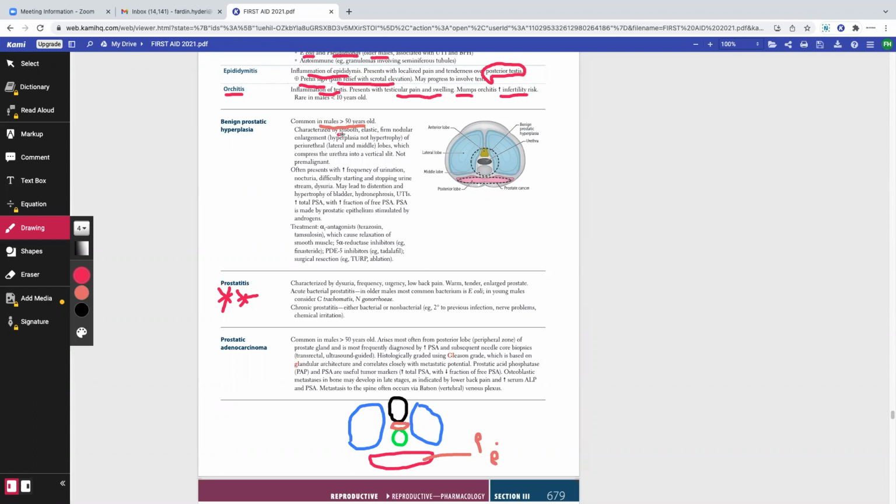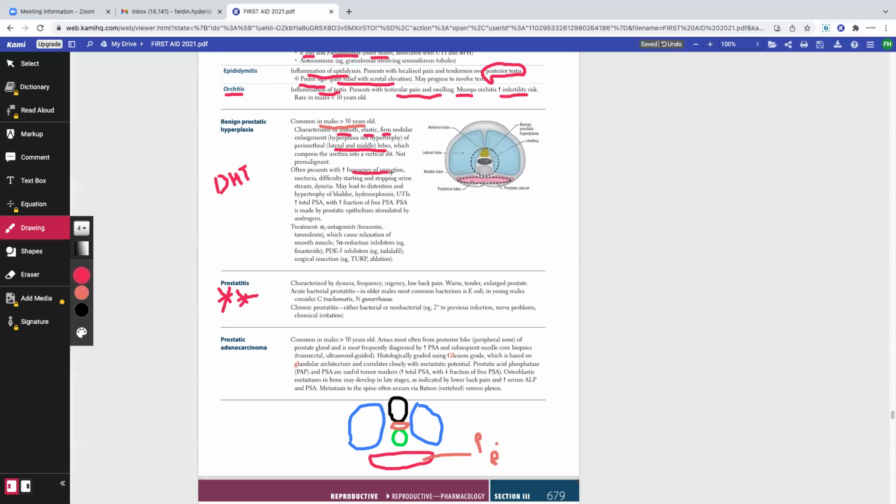So it's a painless, smooth, elastic, firm enlargement of the prostate. The enlargement is usually in the lateral lobes and in the middle lobe, which compresses the urethra to form a vertical slit. This is not pre-malignant, okay? Now, what is the pathology of benign prostatic hyperplasia? Patients who have a high amount of testosterone or dihydrotestosterone, DHT, can have excessive swelling of the lateral lobes.